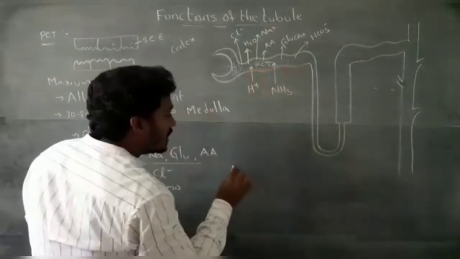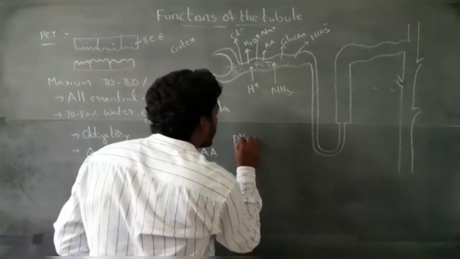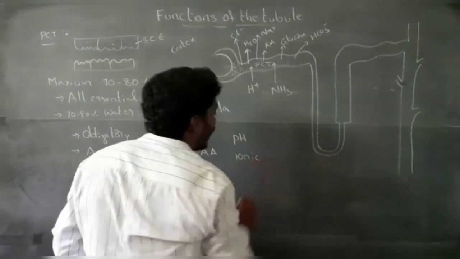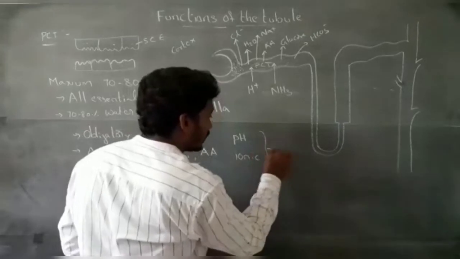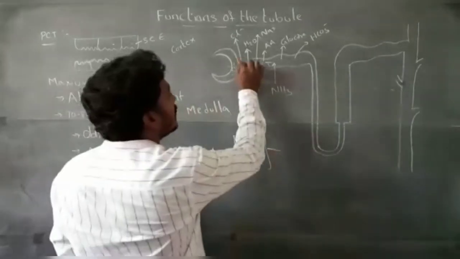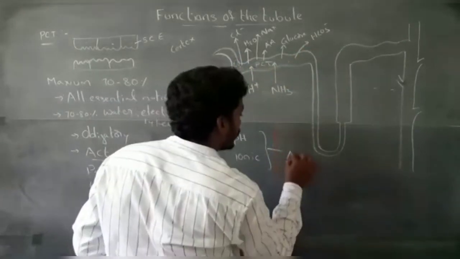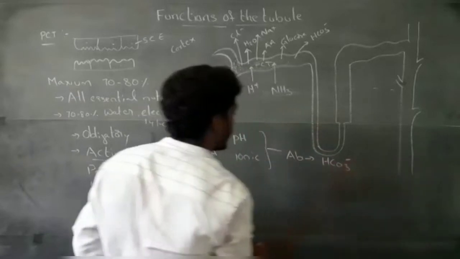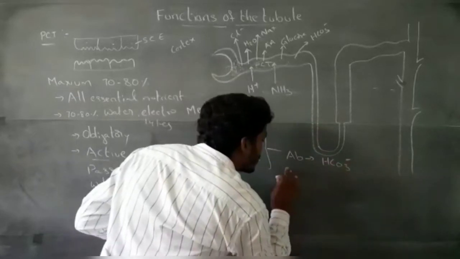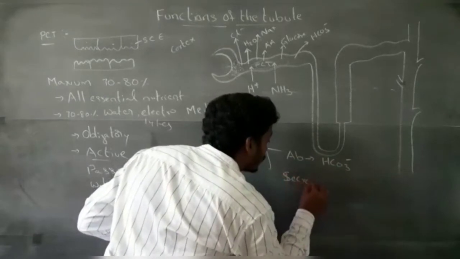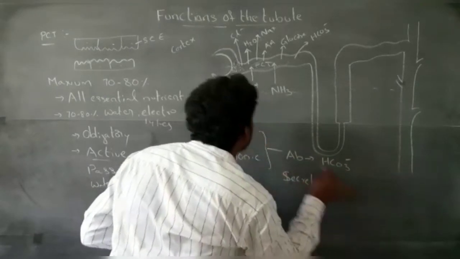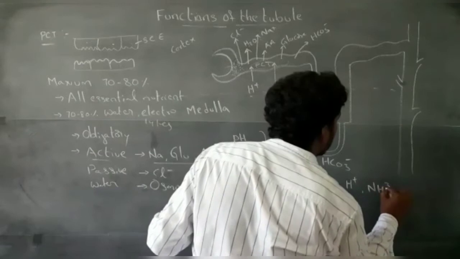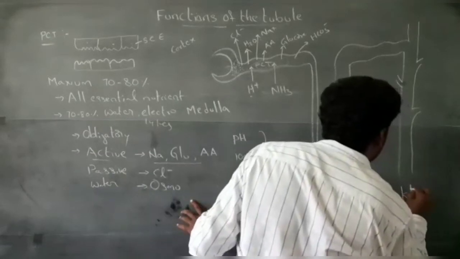PCT maintains the pH of body fluids and ionic balance by absorption of HCO3 minus and secretion of H plus, ammonia and potassium.